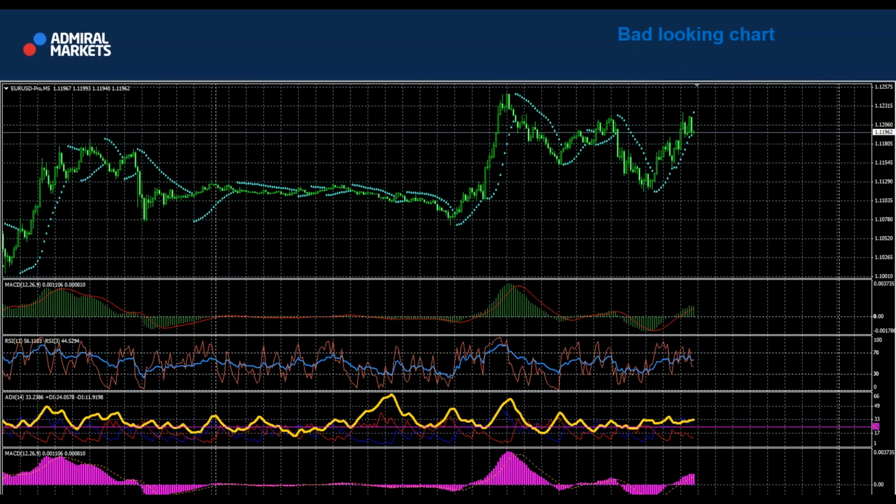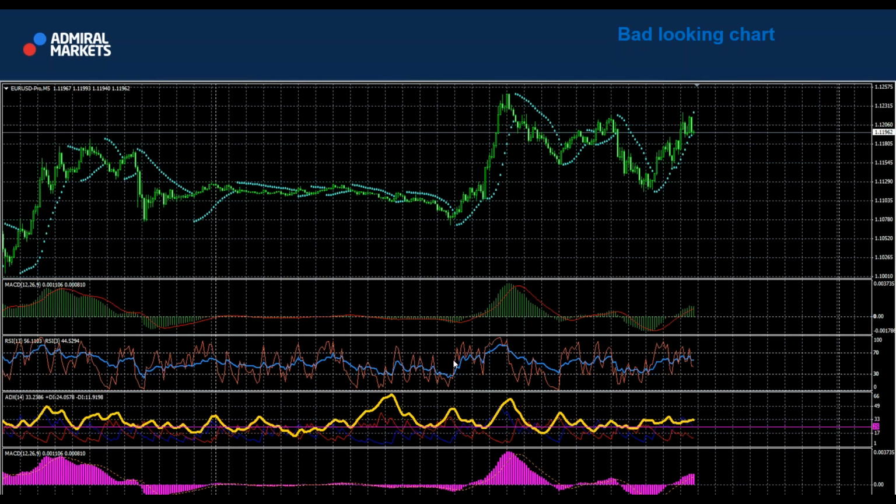The more colorful the chart is, the worse results it will provide you with. This is a bad looking chart, and no one can tell me that money can be made on this. I mean, really, I don't understand what this is. First of all, let's analyze this bad looking chart. You have parabolic SAR or PSAR. Usually this serves as an entry or stop loss indicator. You have MACD, one line.